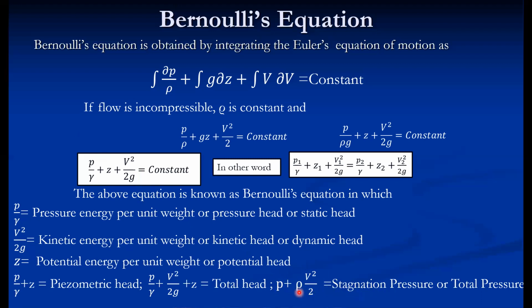So P plus rho V square by 2 is static pressure plus dynamic pressure, or it is also called the total pressure. The entire other term is not called the total pressure. Generally this added term is called the total pressure. Only the entire term is called the total head. So don't get confused with total head. This is not called the stagnation head.